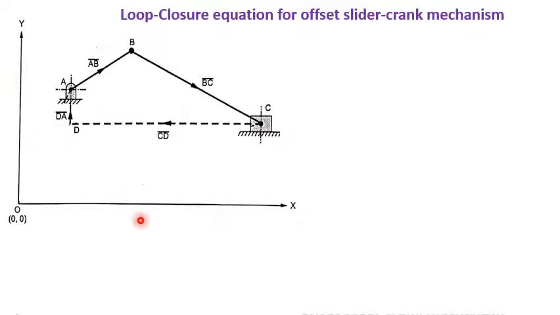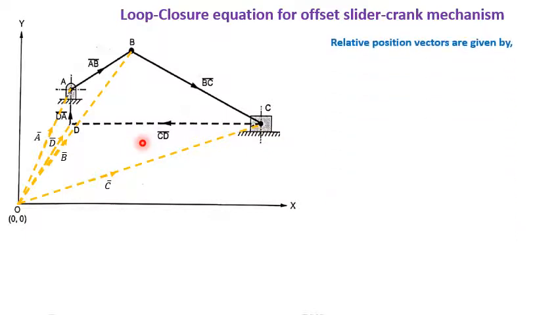From origin, draw a line to each point. This is A vector, this is B vector, and this is C vector, and also from the offset point we have to draw a line. So these are the absolute position vectors.